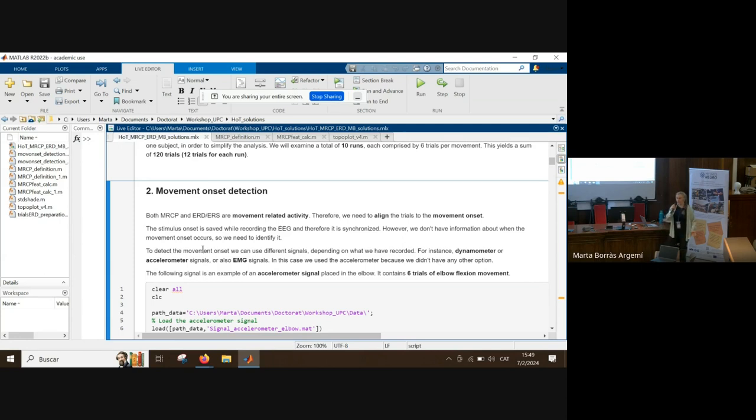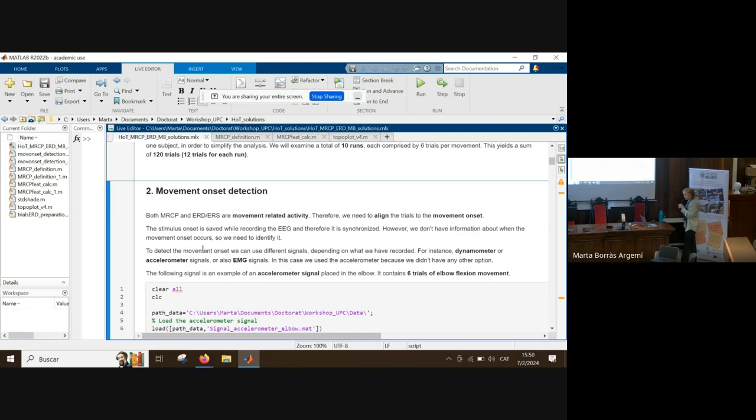But we don't know when the movement happens, because after seeing the stimulus there is more or less 1 second or 1.5 seconds before I do the movement. So we don't know when the movement is happening. And this is important because we want the trials of the EEG aligned to the movement onset. Because otherwise we could remove important information from these trials when we average them.